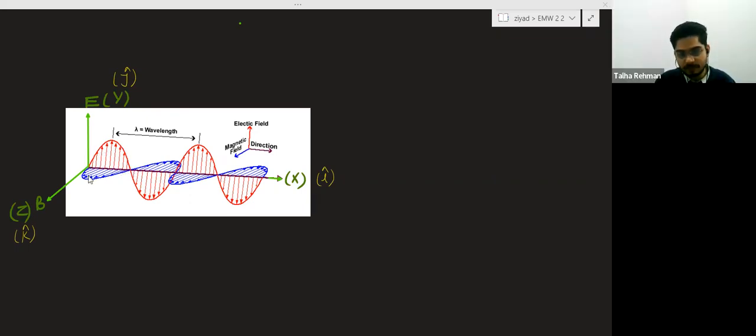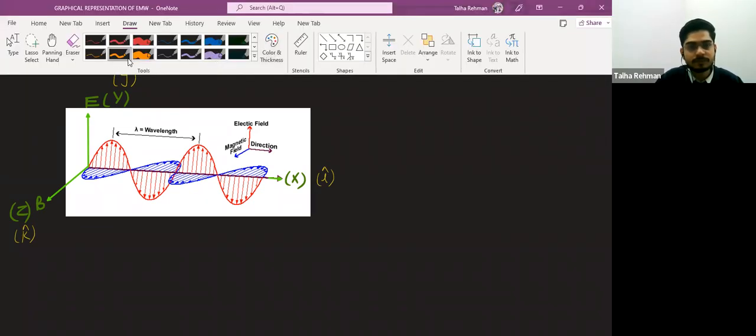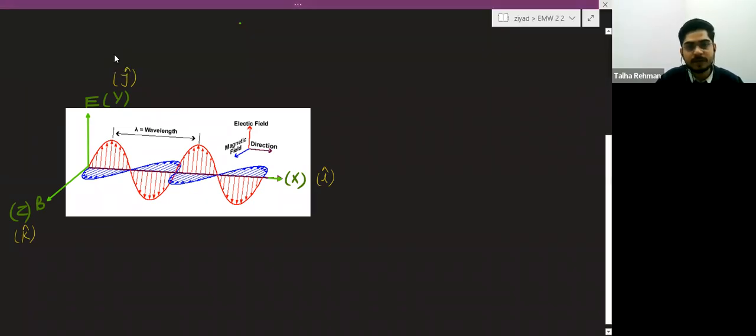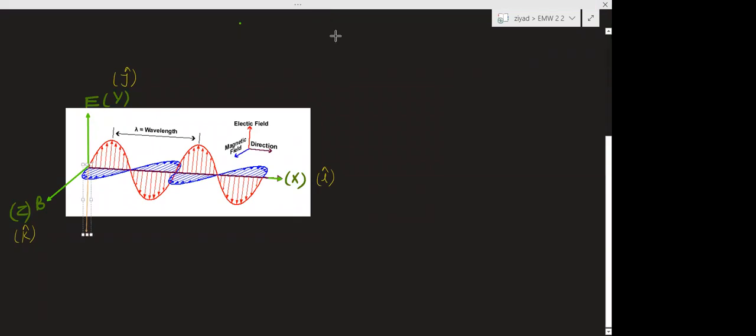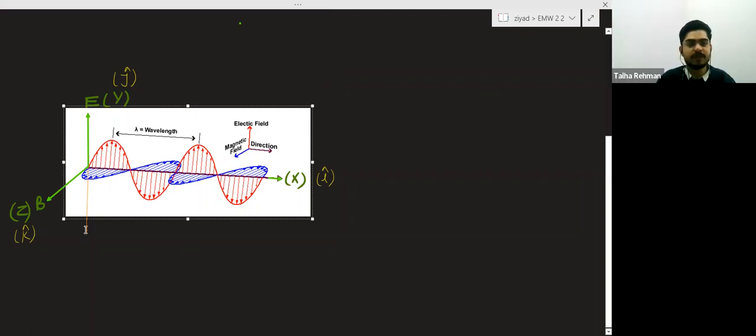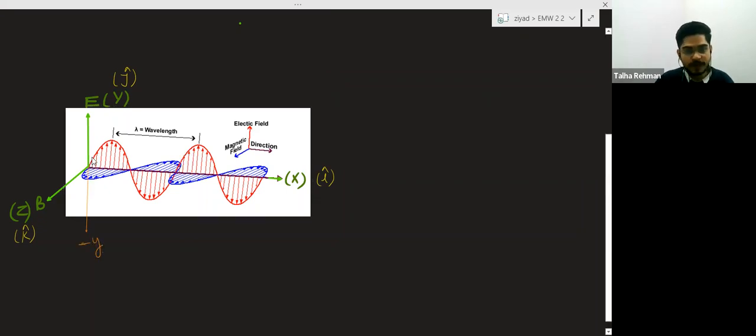Negative y direction will be below this axis. If you are saying that negative y, so negative y will be this direction. So below this axis will be the negative y. So from here to here, the electric field is increasing in positive y direction, and from here to here, the electric field is decreasing in positive y direction.